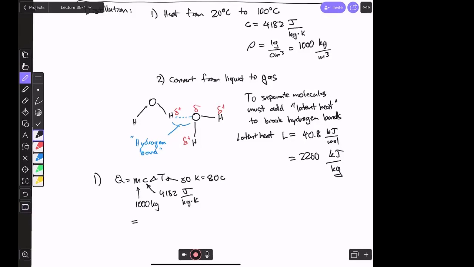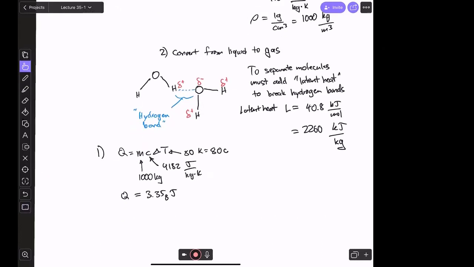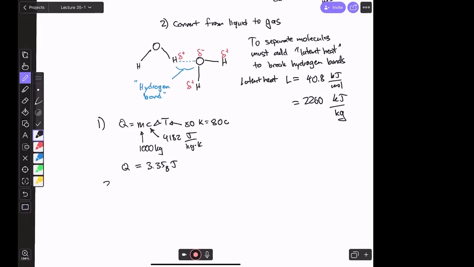And so when you plug in those numbers, what did you get? Got 3.35 times 10 to the 8th joules. So a lot of joules, right? 335 megajoules. But then we also have to boil the water. So how did you do that calculation, Sydney?